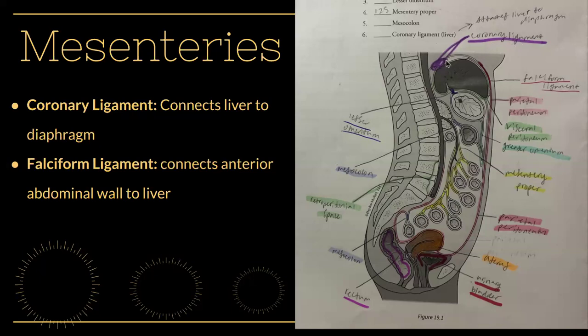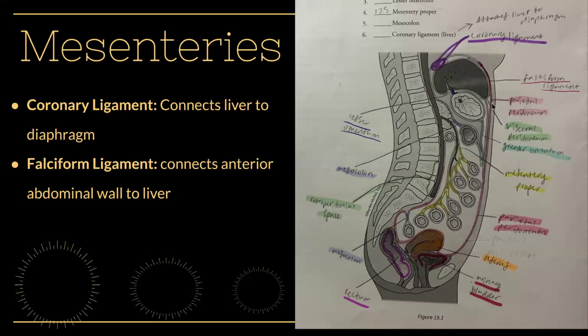This is part of the liver, and the coronary ligament basically connects your liver to your diaphragm. So up above would be your diaphragm where your lungs are sitting, and the coronary ligament just connects your liver to that region. Then you have your falciform ligament, which is seen in red. The falciform ligament is going to connect your anterior abdominal wall, so kind of like this wall where your abs would be, to your liver. So it's gluing those two structures together.